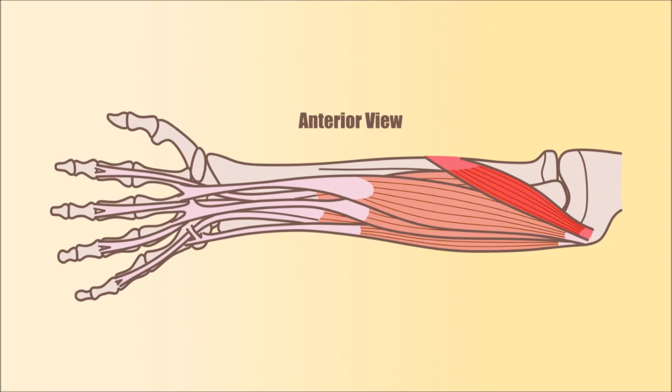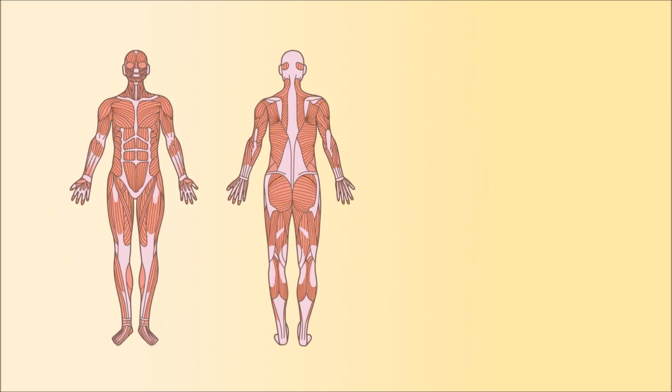In this video, we're going to go over the structure and function of the Pronator Teres muscle. Firstly, where is this muscle located? The Pronator Teres muscle is located on the interior of each forearm.